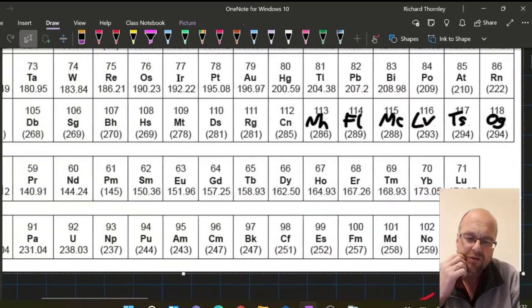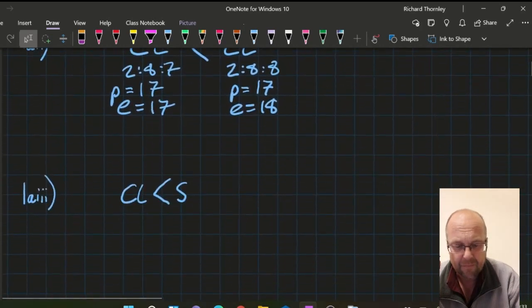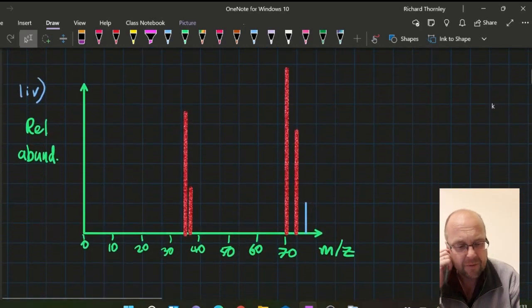This was one of the tougher questions on the SL paper, which was very similar to this one actually. So that's the mass spectrometer.